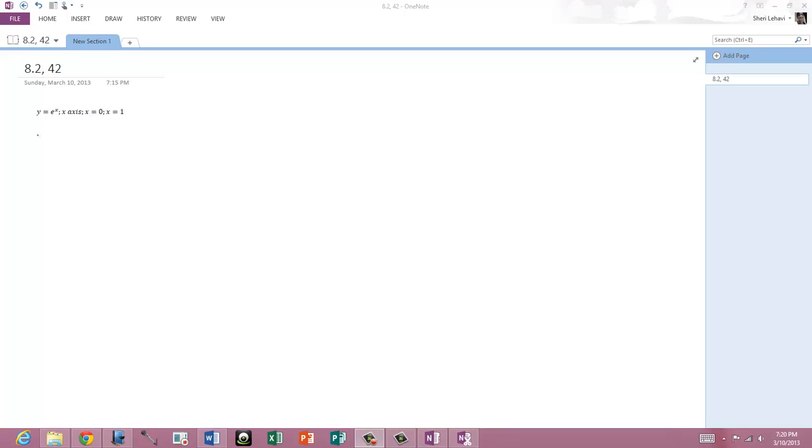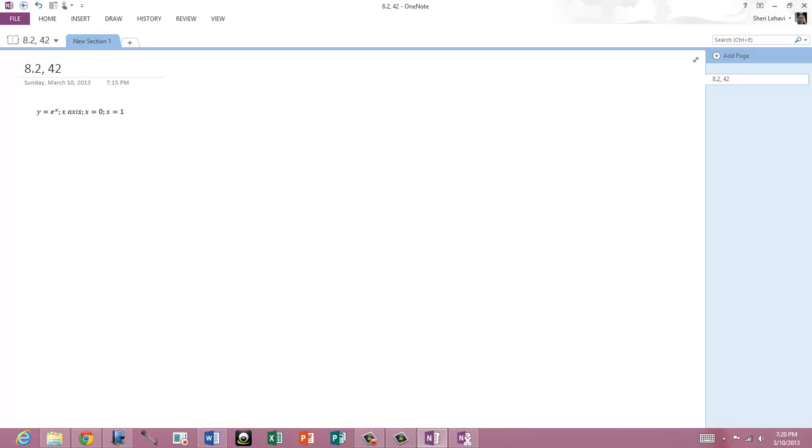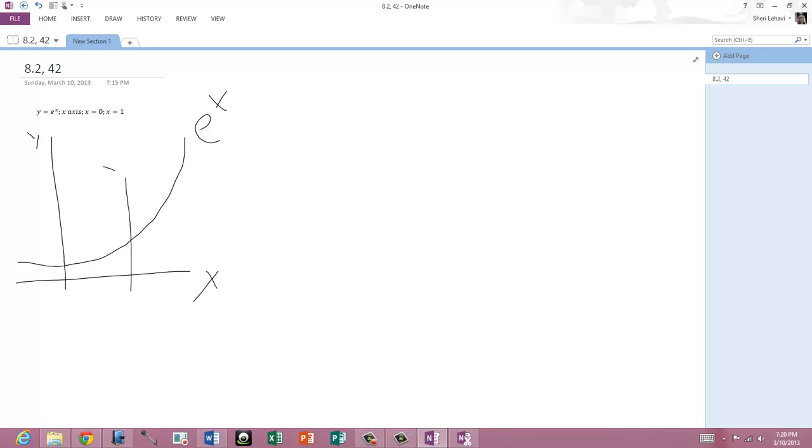In this case, they said we're going to start out with y equals e to the x, x equals 0, which is the y-axis, and x equals 1. So we would still start out by drawing a quick sketch of what our region looks like. Again, here's x, here's y. Remember the x equals 0 is the y-axis. Here's e to the x, and here's the line x equals 1. So this is the region we're talking about. So I can shade it in yellow. I'm looking at this region right here.